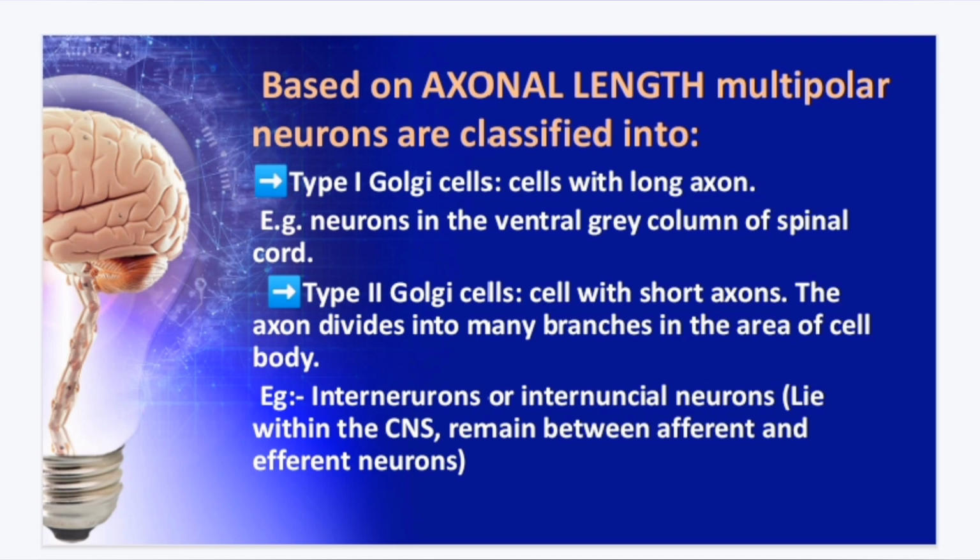Based on the axonal length, the multipolar neurons are classified into two: type 1 Golgi cells and type 2 Golgi cells. Type 1 Golgi cells are the cells with long axons, while type 2 Golgi cells are the cells with short axons. You can see the examples here.